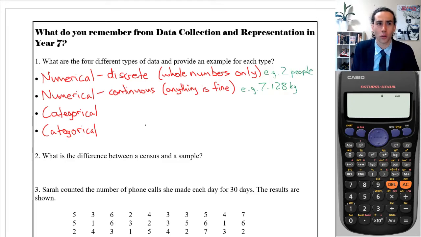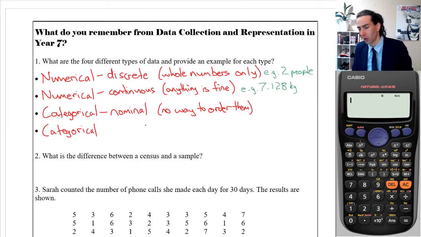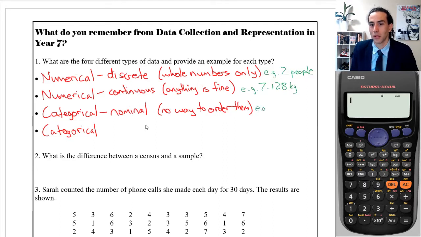Good, categorical. So 2 of them. Sometimes there's no way to order them at all. We call that nominal. So sports: you've got soccer and basketball and rugby and tennis, and which order do you put them in? There's no way to order them. E.g., sport. You could put them in alphabetical order, but that's just something you've done. That's not part of the data itself.